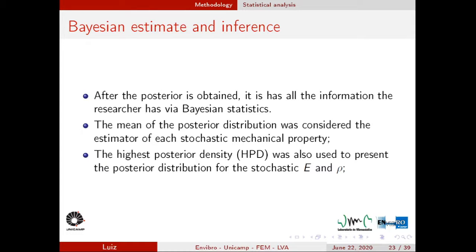In Bayesian statistics, the posterior distribution has all the information the researcher has related to the problem, and any statistic, such as mode, median, or mean, can be used as an estimator. For the present research, we use the mean for the estimation. In addition, we can use any kind of interval to give additional information related to the parameter estimation. For the present research, we use the highest posterior density, which is the interval in the parameter space that has the shortest distance between the inferior limit and superior limit.